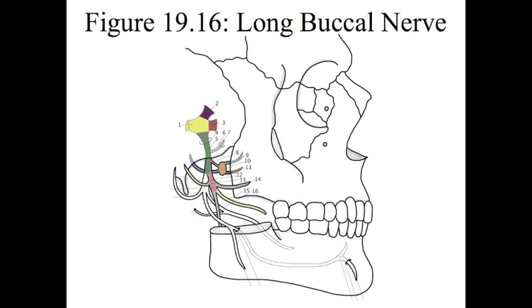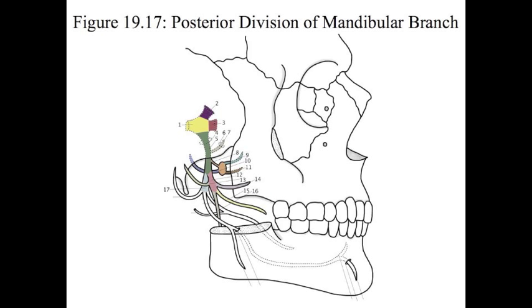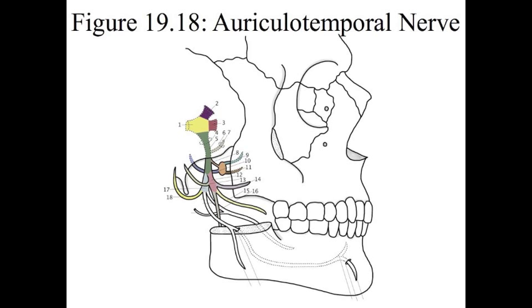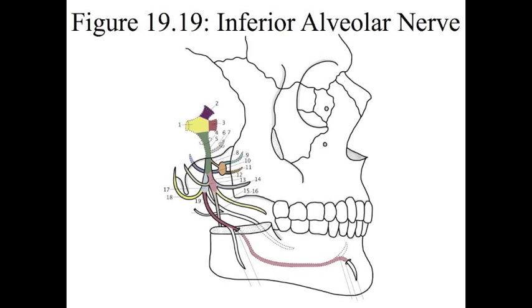Number 16 is the long buccal nerve, and it innervates the buccal mucosa of the cheek and the buccal gingiva of the mandibular molars. Number 17 is the posterior division of the mandibular branch. Number 18 is the auriculotemporal nerve. When you hear that word, think of auricle for your ear and temporal as in the area of the temporal bone. That will help you remember the innervations, which are the skin of the ear and the skin of the temple. Number 19 is the inferior alveolar nerve.